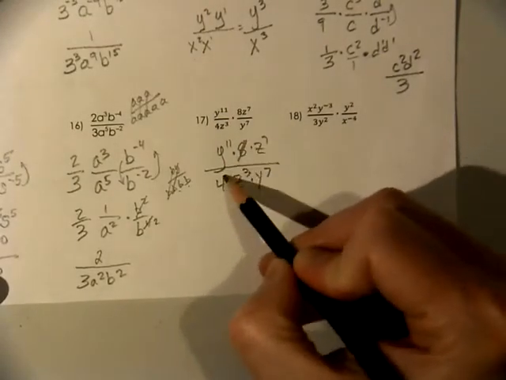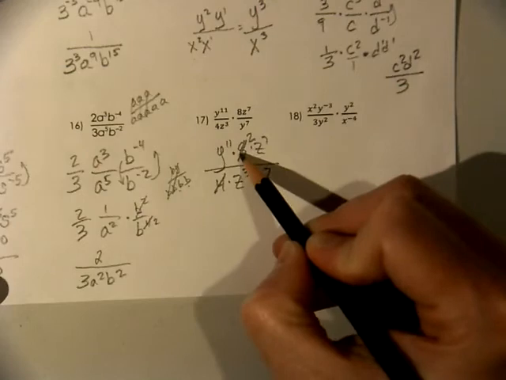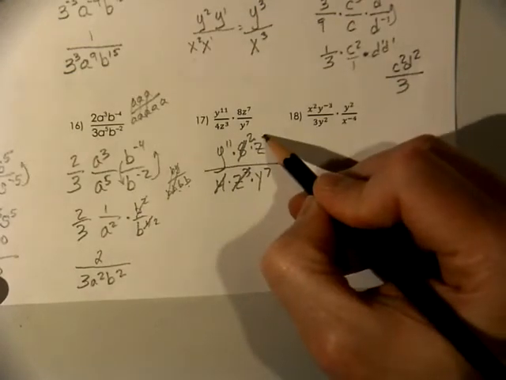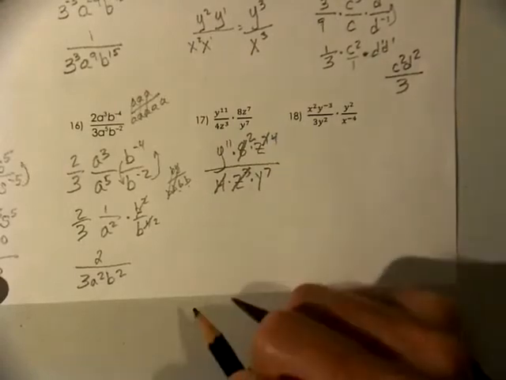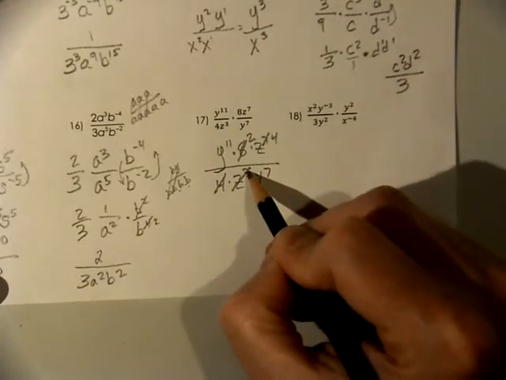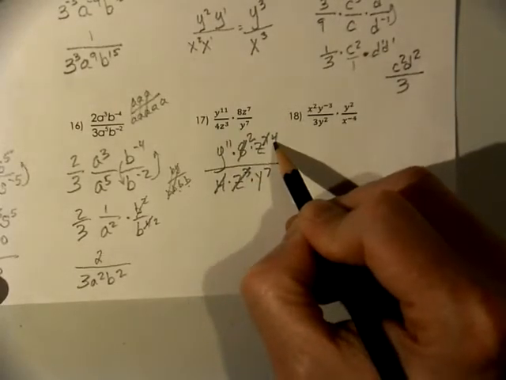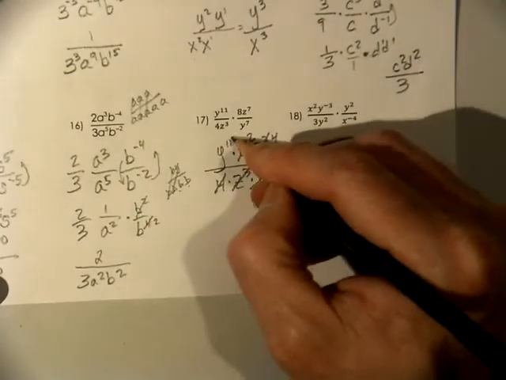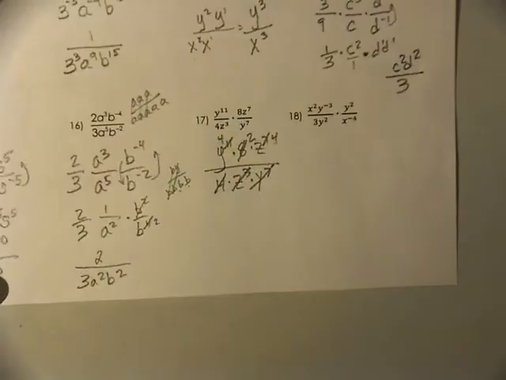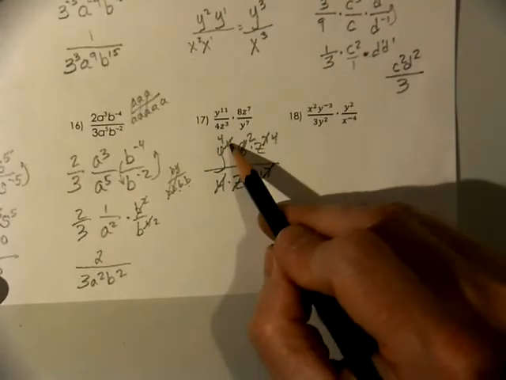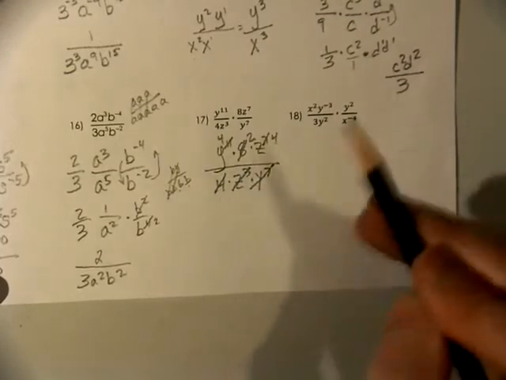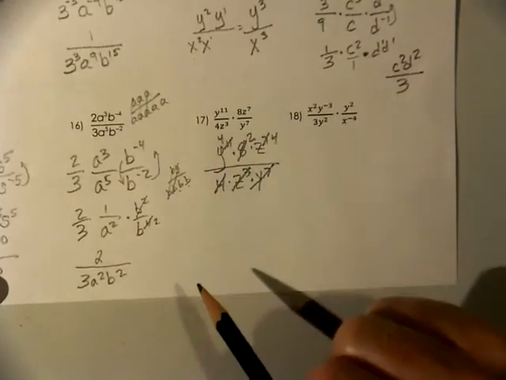So the 8 and the 4 can be reduced, and that becomes a 2. You have 4 more z's on top than you have on bottom. 7 minus 3 is 4. You have 4 more y's on top. There's 11 y's on top, there's 7 y's on bottom. Cross them out. You're left with 4 on top.